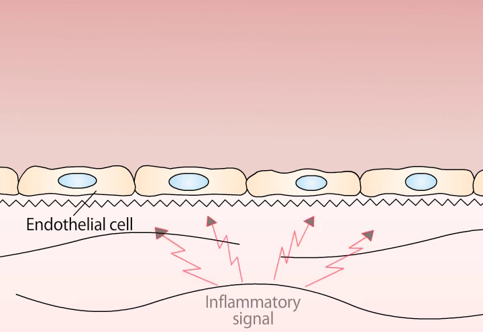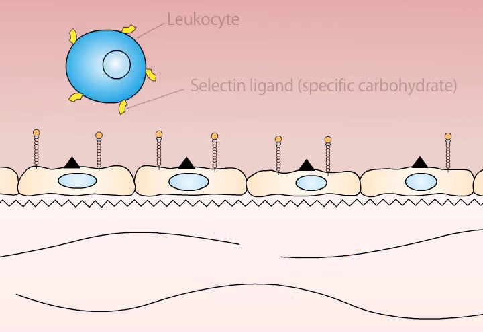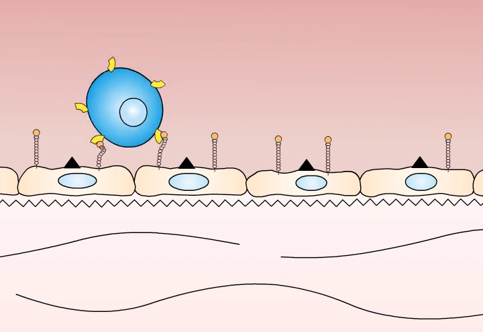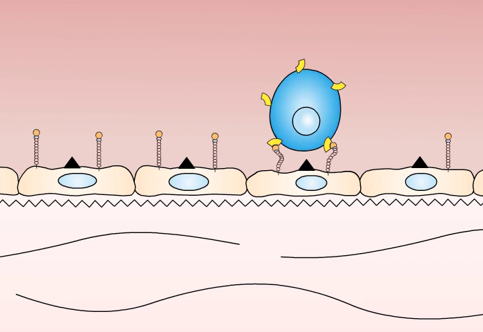First, inflammatory signals induce endothelial cells to exocytose P-selectin and synthesize platelet activating factor, PAF, both of which appear on the cell surface. P-selectin molecules bind carbohydrate groups at the leukocyte cell surface. This weak binding to selectin, coupled with the force exerted by the flowing blood, causes the leukocytes to roll.